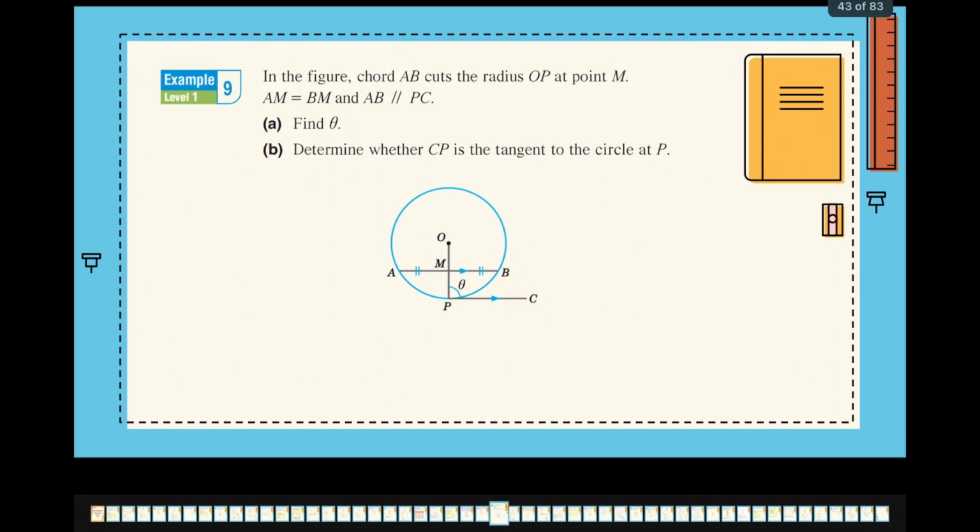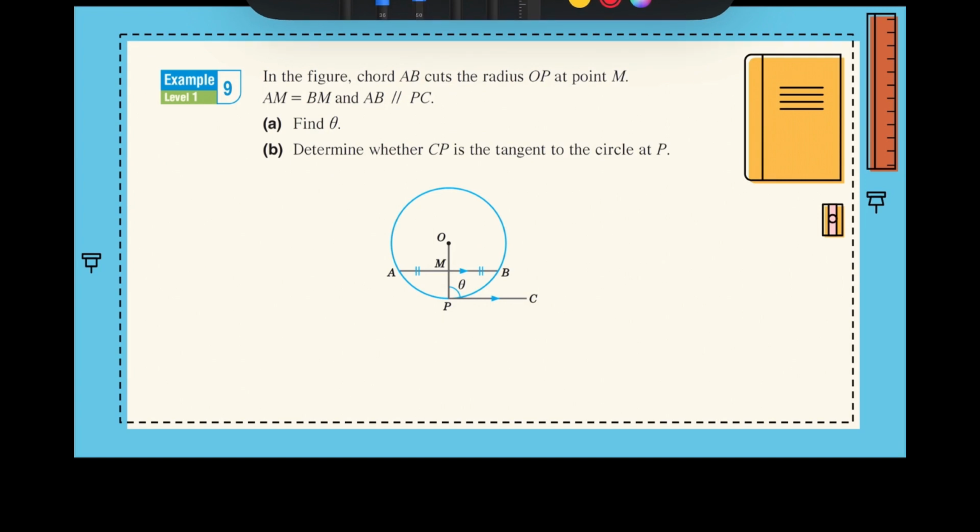So example 9. Let's look at this figure here. The chord AB cuts the radius OP at point M, and AM equals BM. They also give you a parallel line as well: AB is parallel to PC. The first part asks you to find theta.